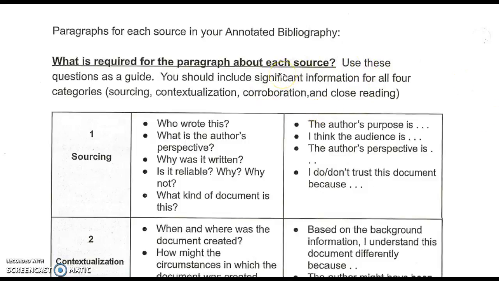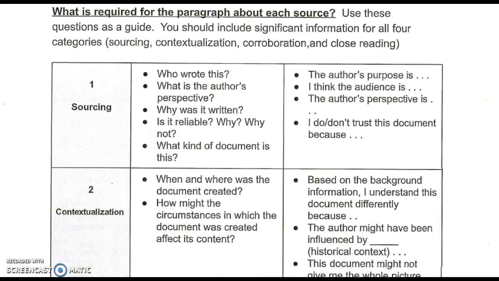These are 4 categories we've been looking at throughout the year when we've looked at primary sources. The first one is sourcing. And what that means is, who wrote it? What is the author's perspective? Why was it written? Is it reliable? What kind of document is it? Is it a speech? Is it a newspaper article? Is it a movie? Is it a documentary?